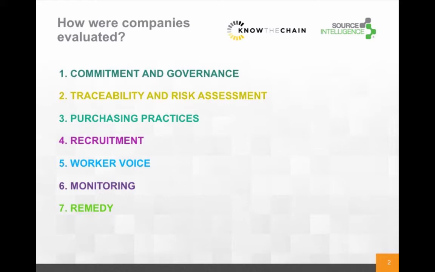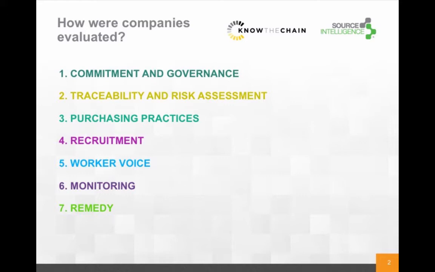To give you an overview of what this methodology looked like, we looked at commitment and governance, traceability and risk assessment, purchasing practices, recruitment, worker voice, monitoring, and remedy. Within those 7 key themes, we had 22 specific indicators and over 48 different points of assessment. We then applied that methodology to 3 at-risk sectors, footwear and apparel, food and beverage, and ICT or high tech.